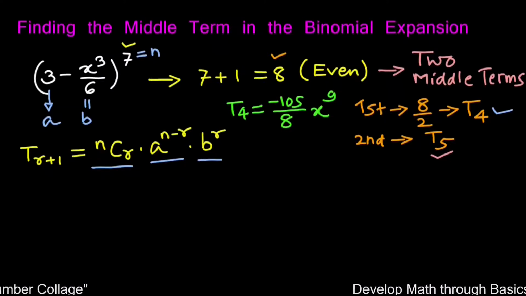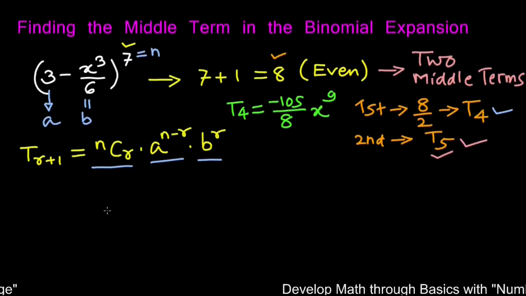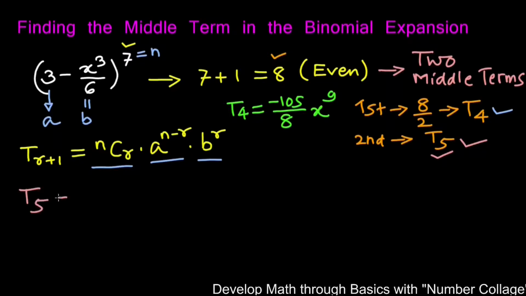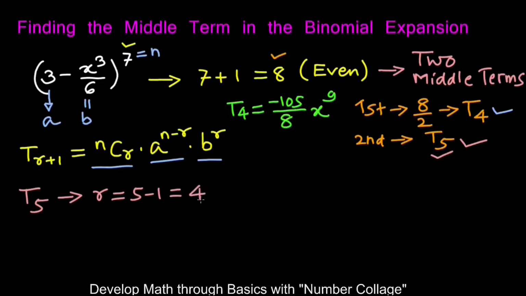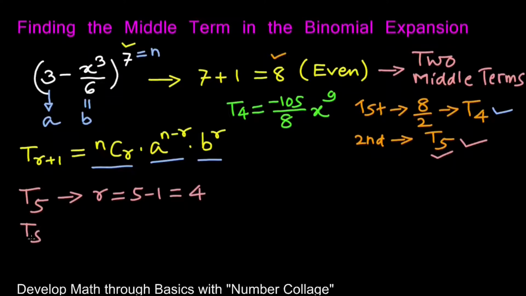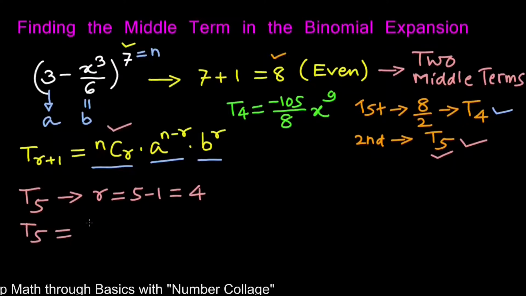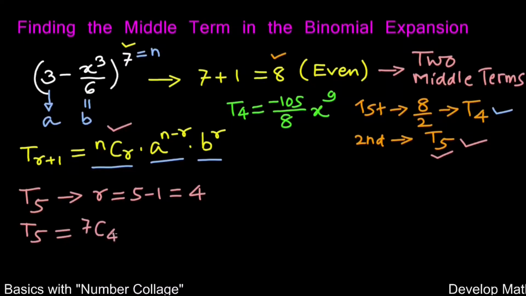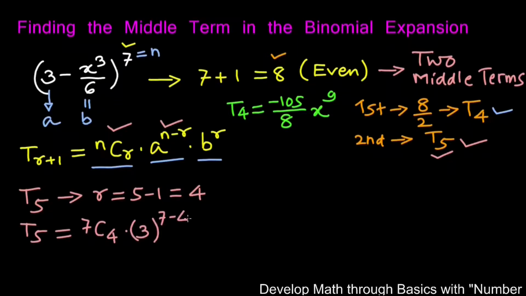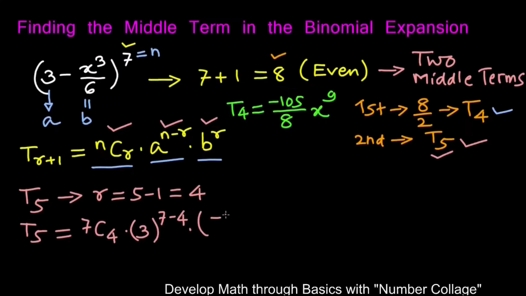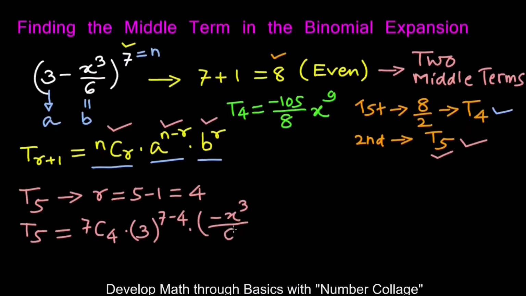Next we will find the second middle term, which is T5. For T5, r will be 5 minus 1, that is 4. So we write T5 equals nCr, 7C4, multiplied by a raised to n minus r, that is 3 raised to 7 minus 4, multiplied by b raised to r, that is (minus x cube upon 6) raised to 4.